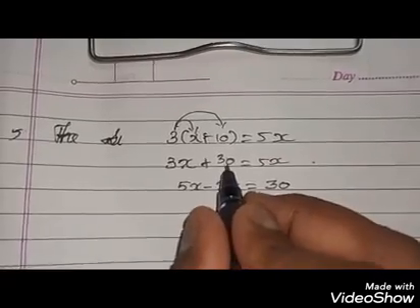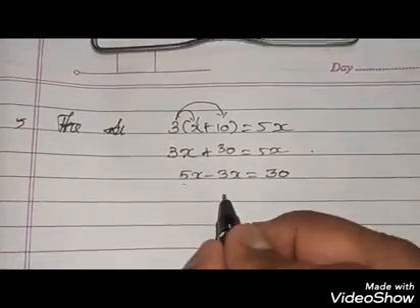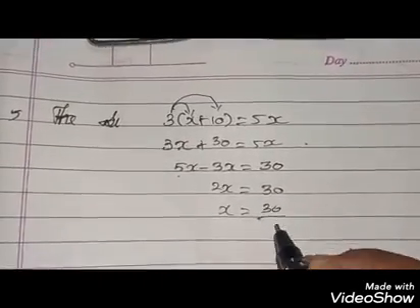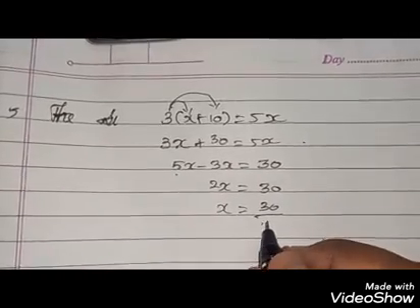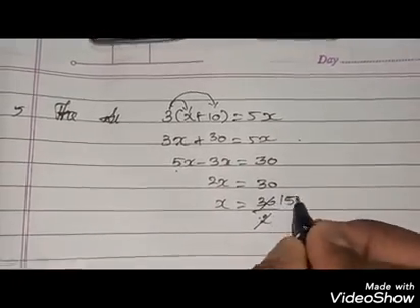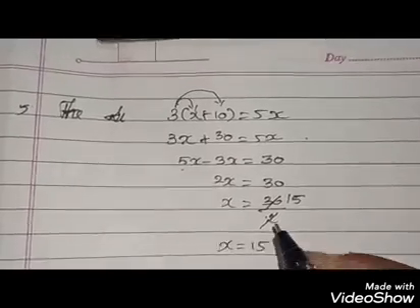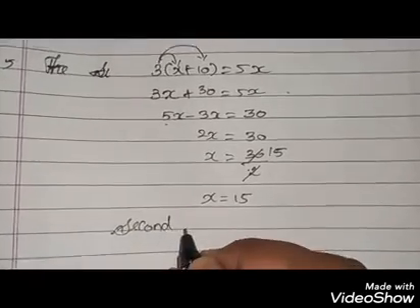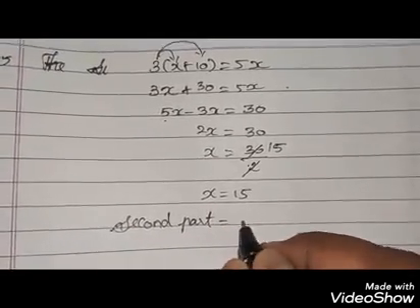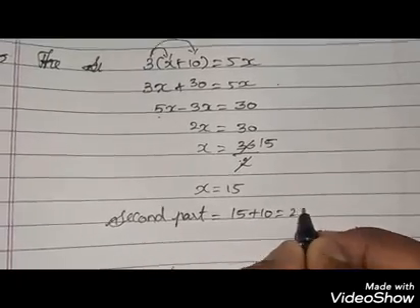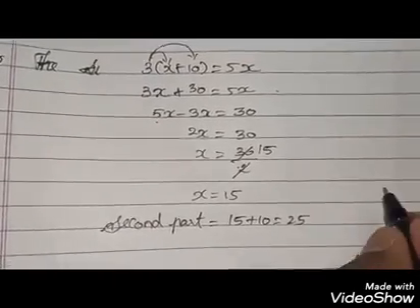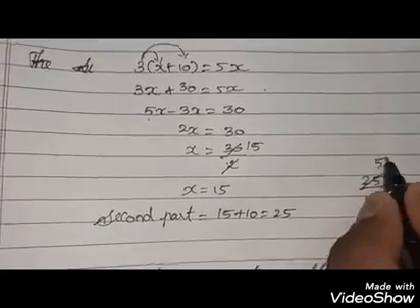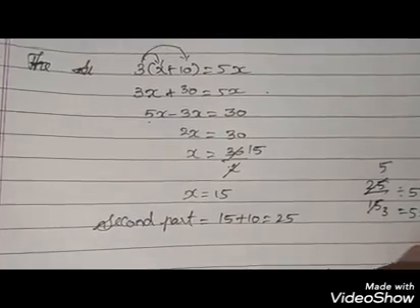So 30 is in the same place. So 5x minus 3x, you get 2x, which is equal to 30. And x is equal to 30 by 2, so it should be 15. So x is equal to 15. So one of the parts is 15. Then the second part is equal to 15 plus 10, which is equal to 25. So now you see 25 divided by 15, it should be divisible by 5. 5 5s are 25 and 3 5s are 15, which is equal to 5:3, the ratio.